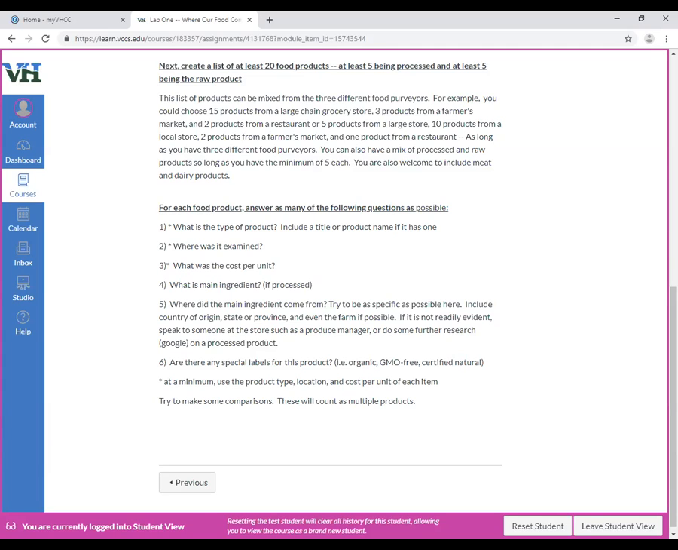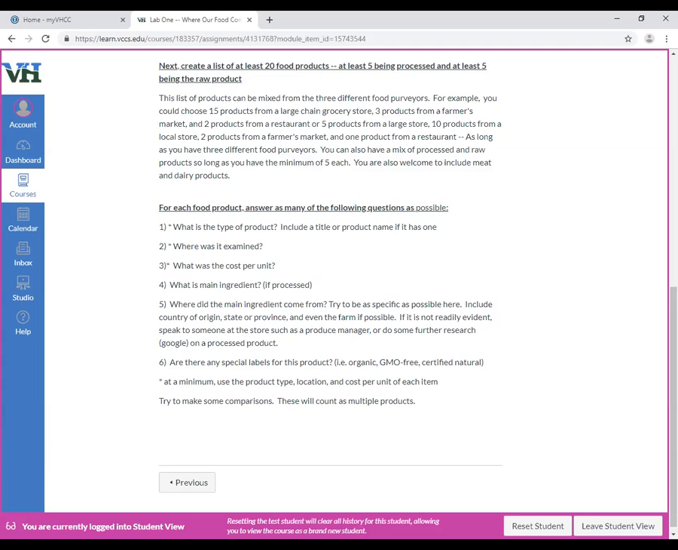In this case, what is the main ingredient? Hey, it's a tomato, right? Where did it come from? So in some cases, if it's packaged, it'll say it right there. If it's not packaged, a lot of times it'll have a sticker on it. That sticker might not say where it's from, but the produce manager could tell you where it came from. So try to talk to a produce manager, especially at a grocery store, or if it's a farmer's market.